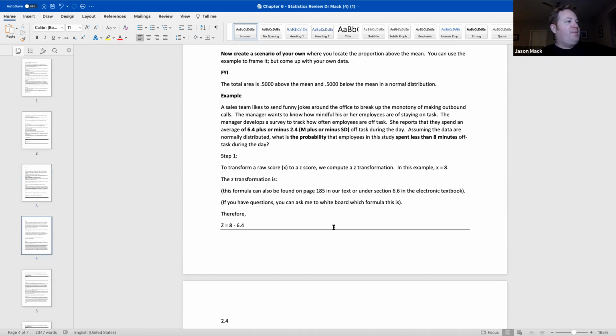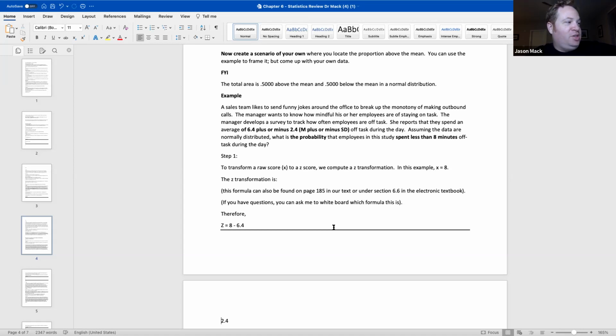Example. A sales team likes to send funny jokes around the office to break up the monotony of making outbound calls. The manager wants to know how mindful his or her employees are of staying on task. The manager develops a survey to track how often employees are off task. She reports that they spend an average of 6.4 plus or minus 2.4, mean plus or minus standard deviation, off task during the day. Assuming the data are normally distributed, what is the probability that employees in the study spent less than 8 minutes off task during the day?